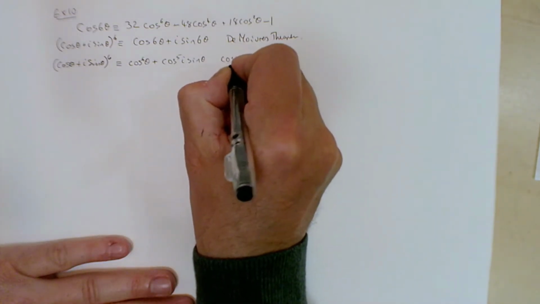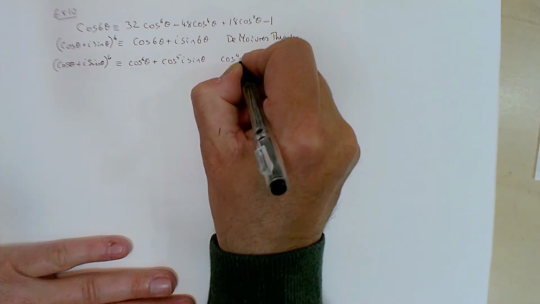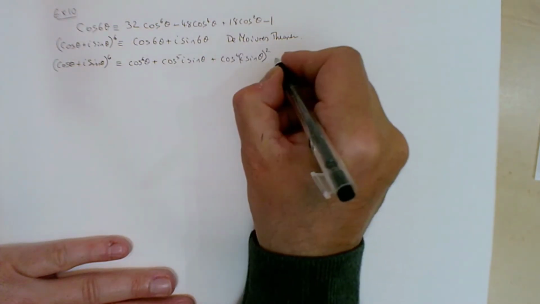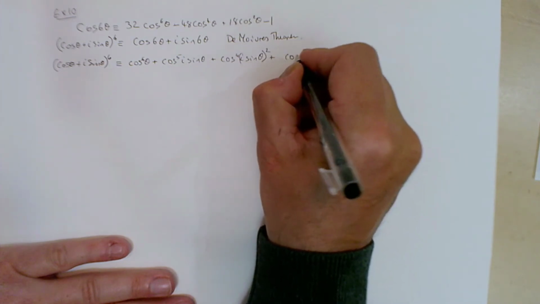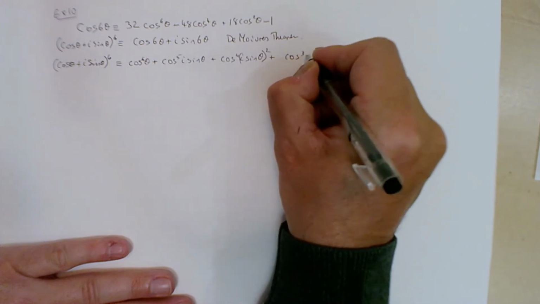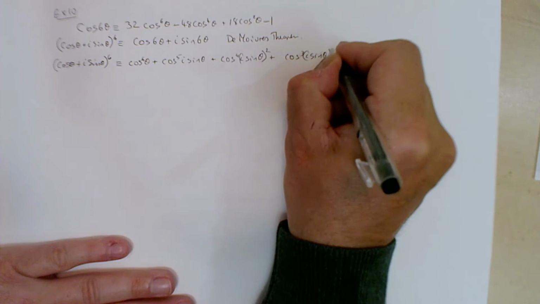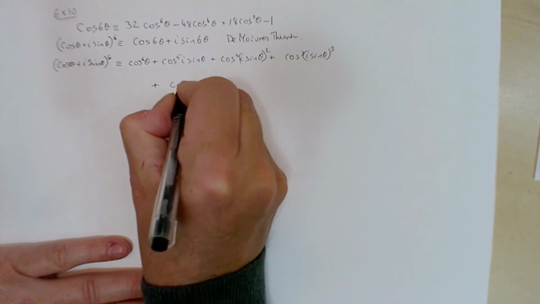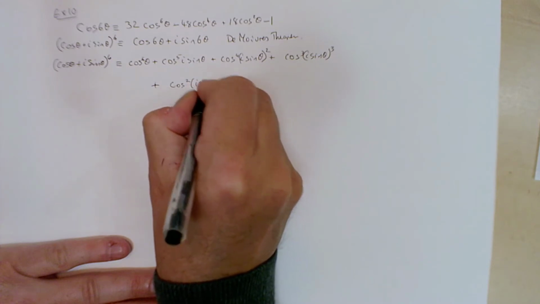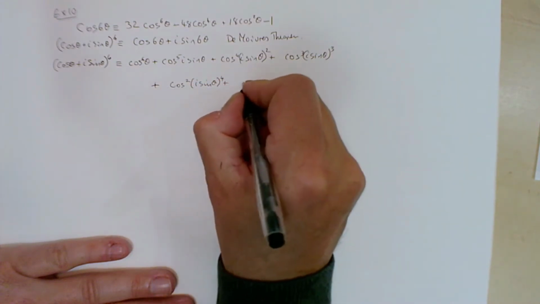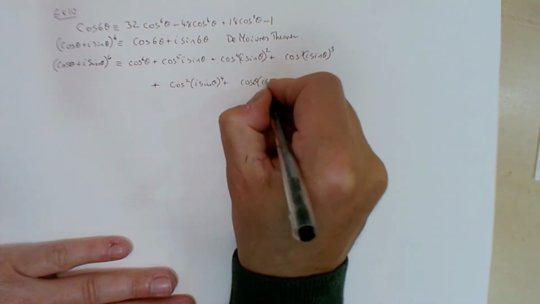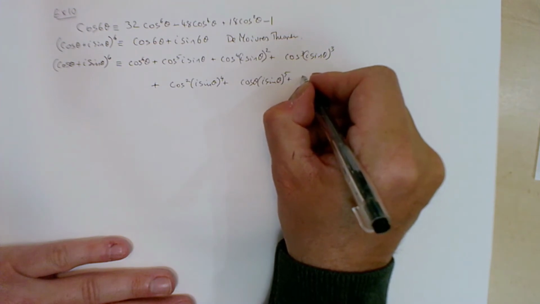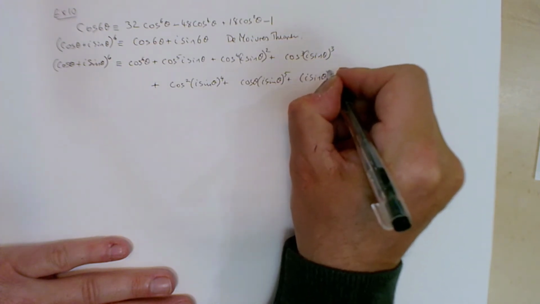Then it's cos to the power of 4 and i sine theta squared, leaving space for the coefficient, plus cos to the power of 3 i sine theta to the power of 3, then plus cos to the power of 2 i sine theta to the power of 4, plus cos theta i sine theta to the power of 5, then plus i sine theta to the power of 6.